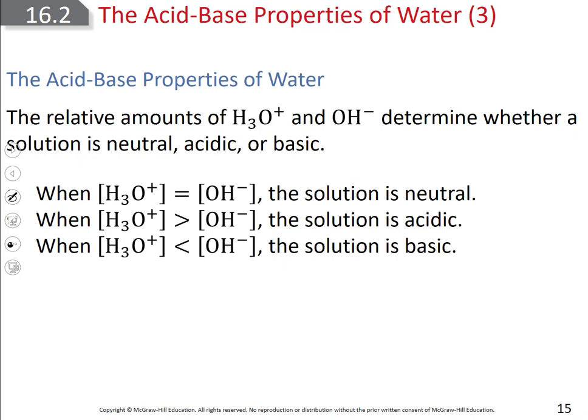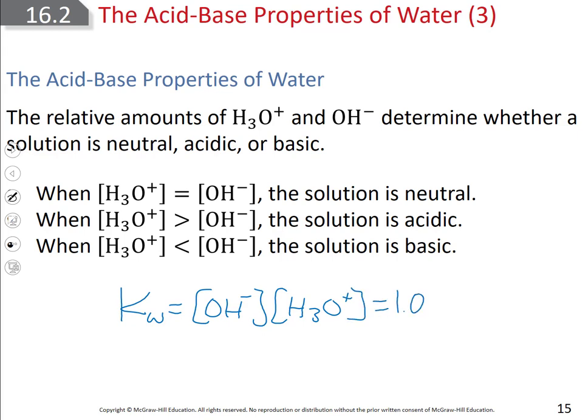In using that equilibrium expression, if we have the concentration of one, we can very easily find the concentration of the other. Again, using our equilibrium expression, Kw is equal to the product of the hydroxide and hydronium. Doesn't really matter which one you write first. And at 25 degrees Celsius, that's 1 times 10 to the negative 14. So if I give you one, you can solve for the other.